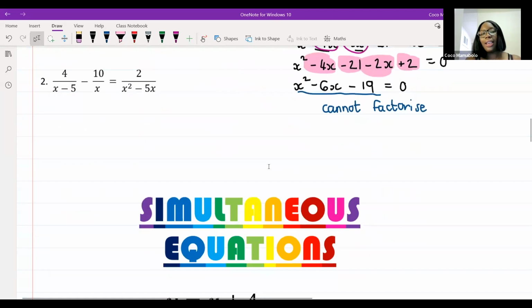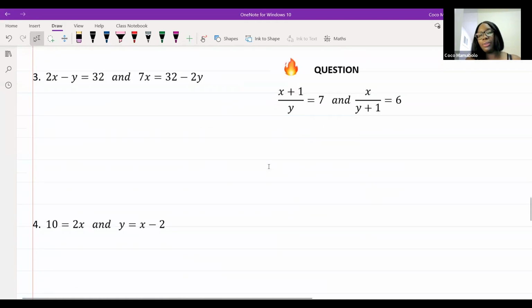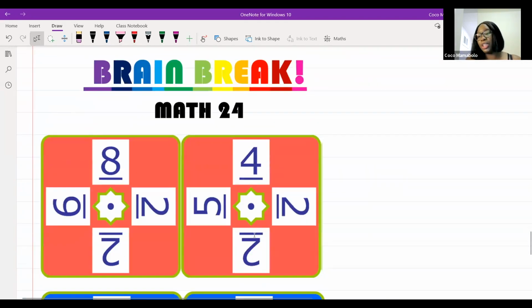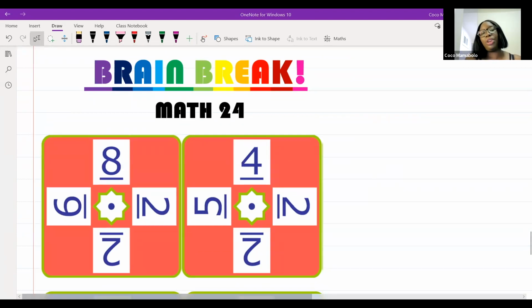All right. I want us to go to our brain break. The reason why I want us to go to our brain break is because we need to look at simultaneous equations and we're running out of time. All right. Here is our first brain break. Do you guys remember how to do a math 24 question?